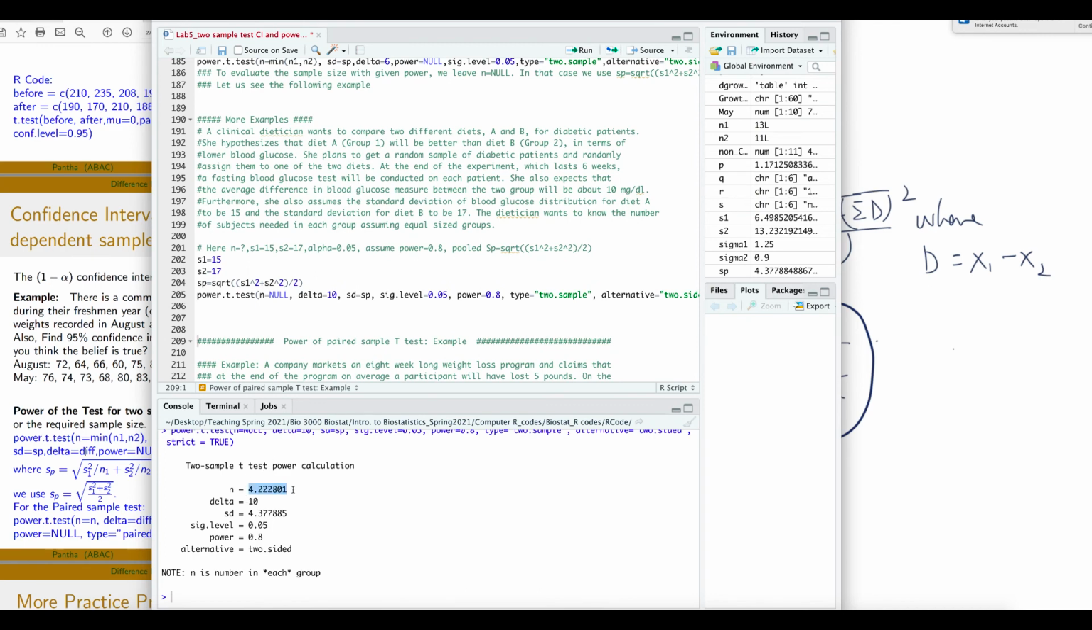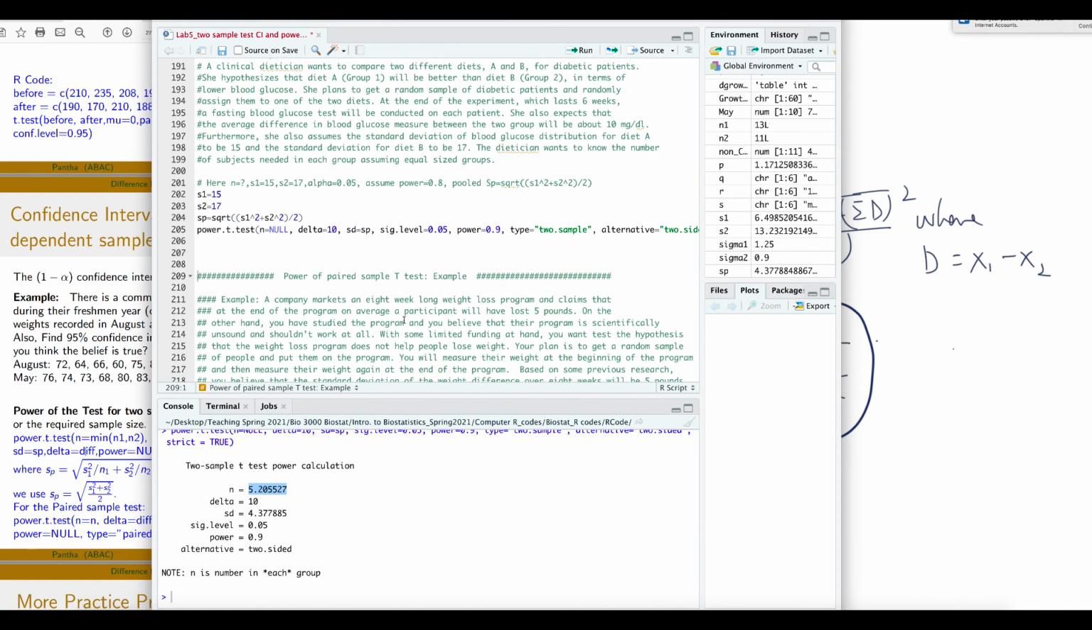So you need to have n equal to 5. If you want the power of the test to be 90%, 0.9, what would that be? That is 5.2, which means you need to have 6. The sample size must be 6 in that case. So this is how you find the power.